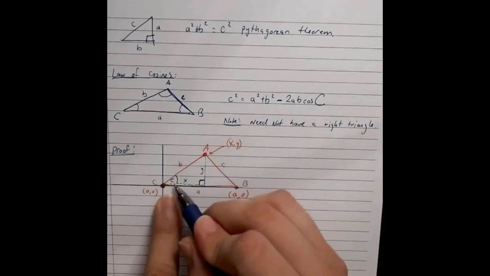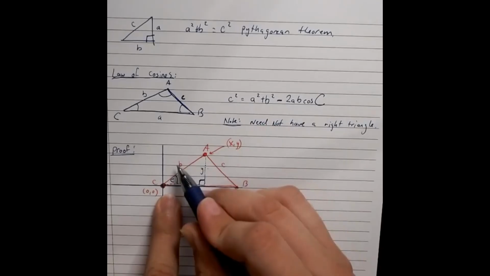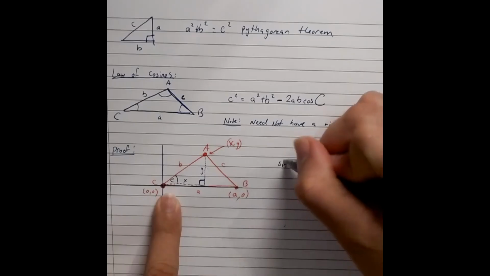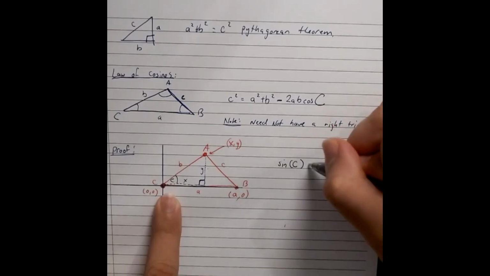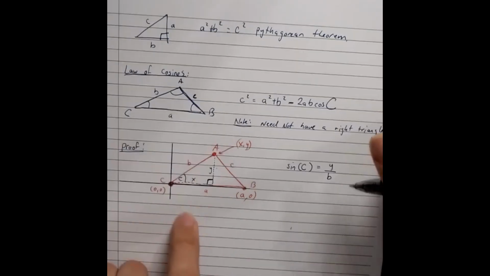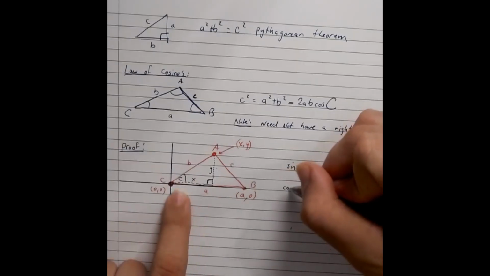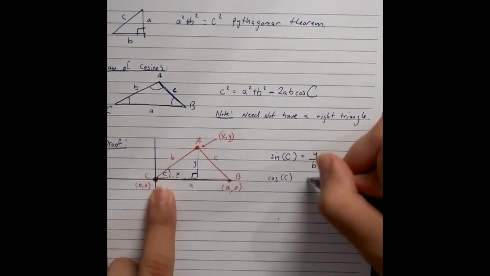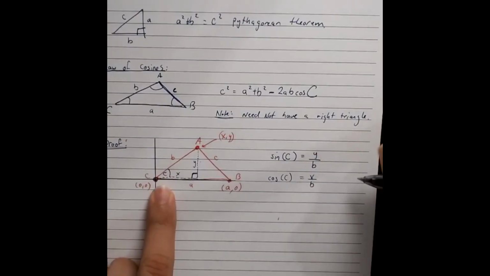I can say that the side opposite divided by the hypotenuse, well, that's the sine. So I can say the sine of C is equal to the side opposite over the hypotenuse, y over b. Likewise, I can say the cosine of the angle C, well, that's the side adjacent over the hypotenuse, so it's going to be x over b.